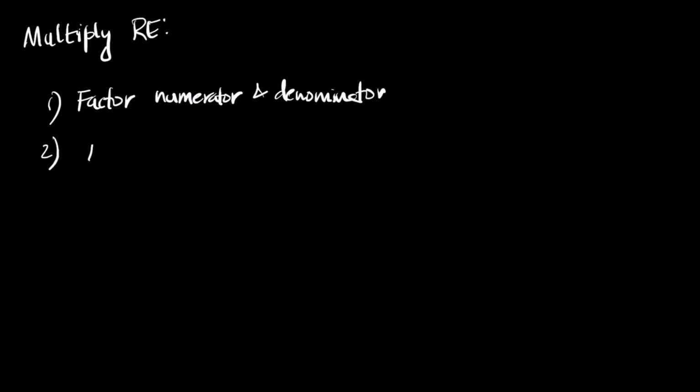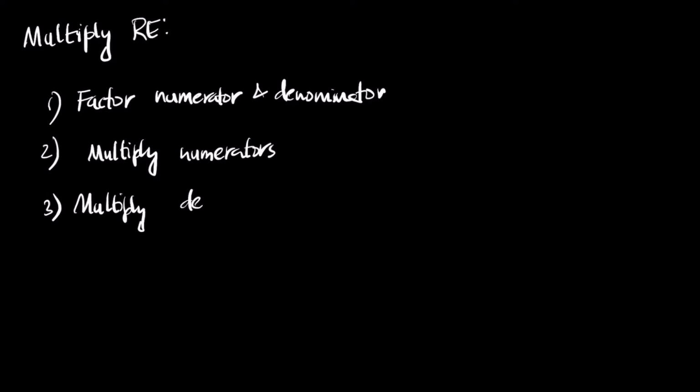So number 2, multiply the numerators and multiply the denominators. So whatever is common, cancel it out and simplify the expression. So let's take a simple example.